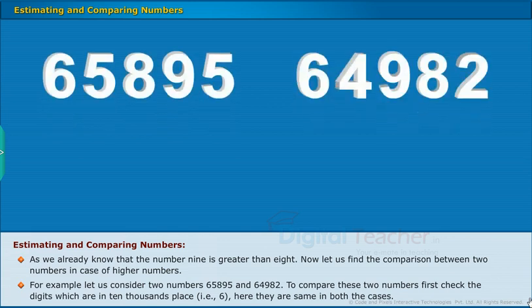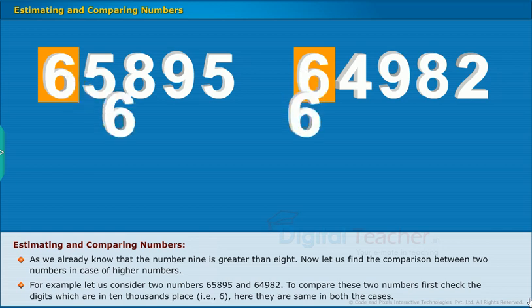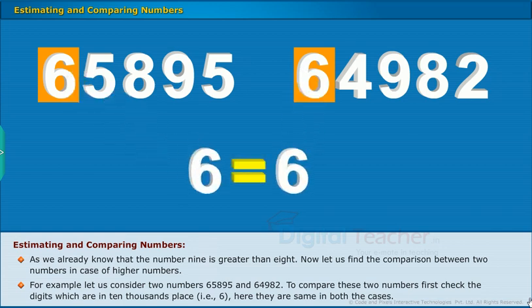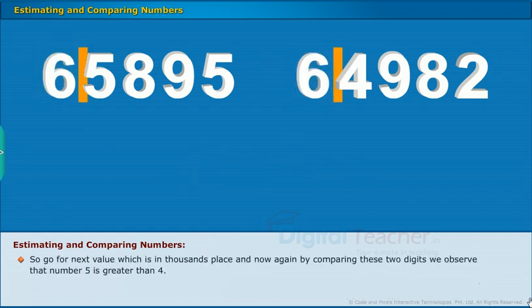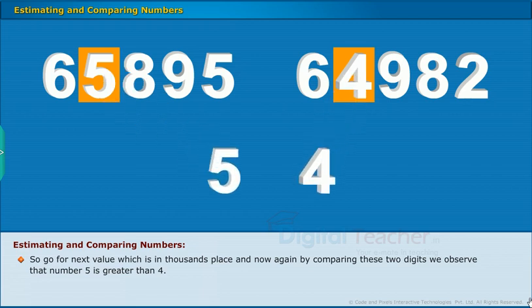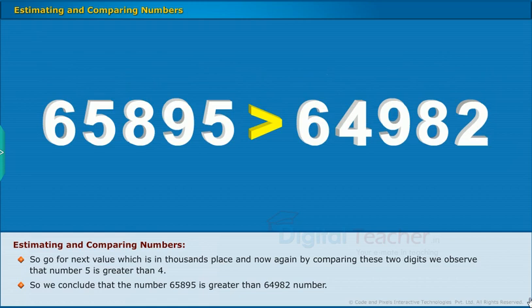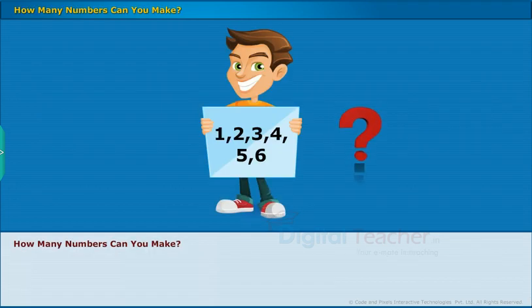65895 and 64982. To compare these two numbers, first check the digits which are in 10,000s place, that is 6. Here they are same in both the cases. So go for next value which is in thousands place, and now again by comparing these two digits, we observe that the number 5 is greater than 4. So, we conclude that the number 65895 is greater than 64982 number.